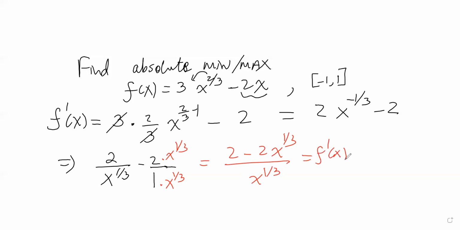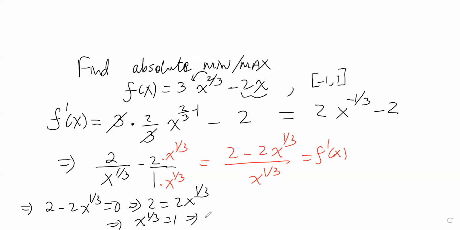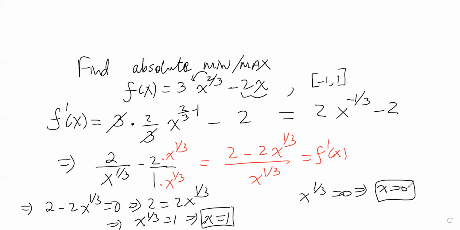So to find a critical number, I'm going to set the bottom to 0 and set the top to 0. When you set the top to 0, 2 minus 2x to the 1/3 equals 0. This will be 2 equal to 2 times x to the 1/3, so x to the 1/3 equals 1. And you cube both sides, so x equals 1. Then take the bottom to 0, which is x to the 1/3 equals 0, and cube both sides, so x equals 0. And both of these numbers are in the domain, so they're both critical numbers.